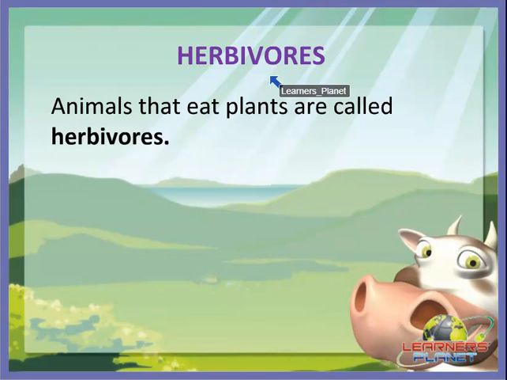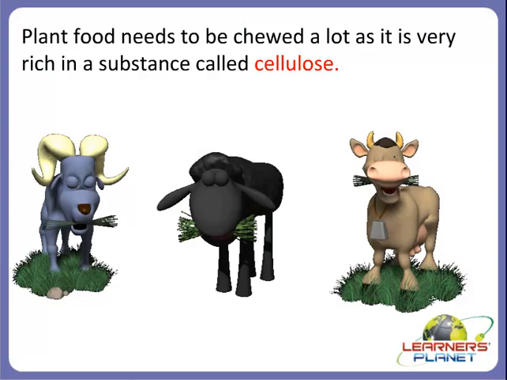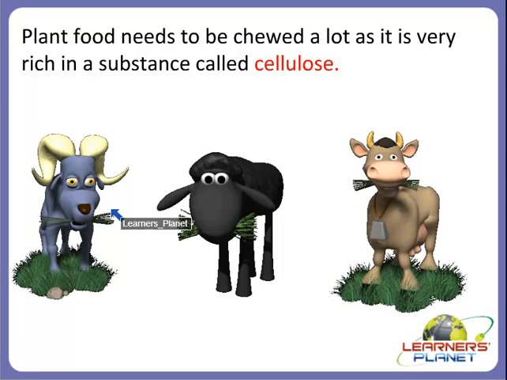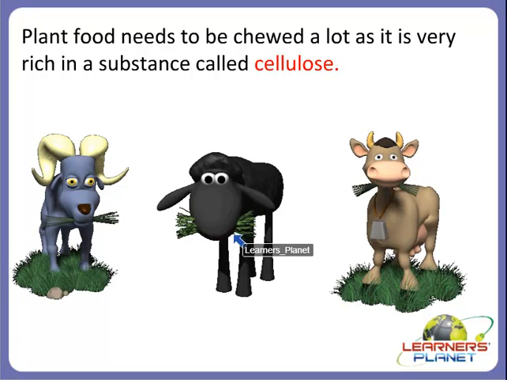So children, what are herbivores? Yes, animals that eat plants are called herbivores. So children, we can say that herbivorous animals have sharp cutting teeth for biting, right? And they have very strong grinding teeth. Okay, so always remember that herbivorous animals have sharp cutting teeth for biting and very strong grinding teeth.